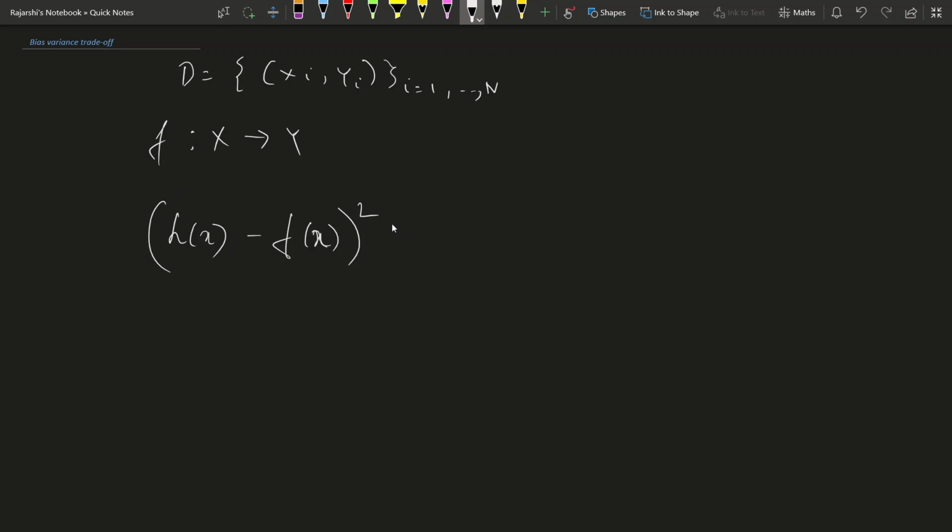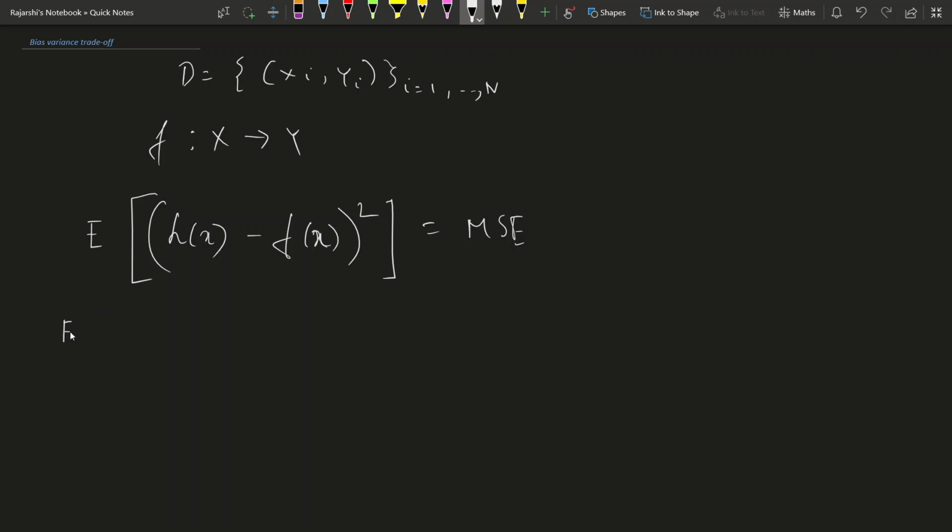And this is for only one point. So if you consider the entire dataset, you have to take the average value, which is basically the expected value. This entire thing is known as your MSE loss, the mean squared error loss. Now why am I saying this? Because what has this got to do with bias and variance? Just bear with me.